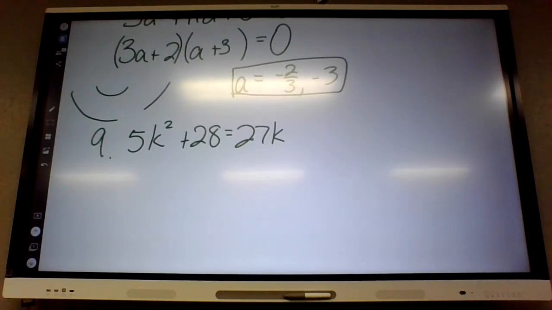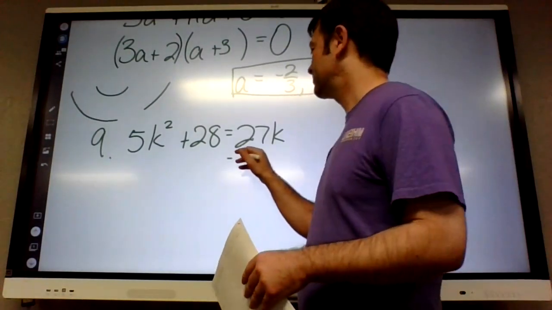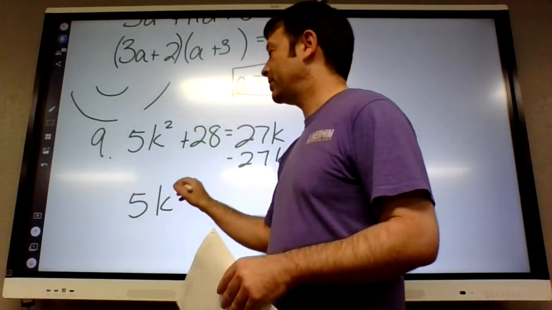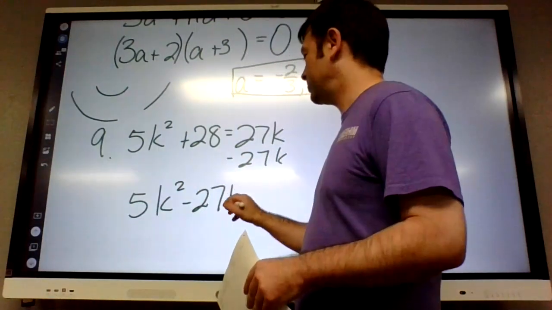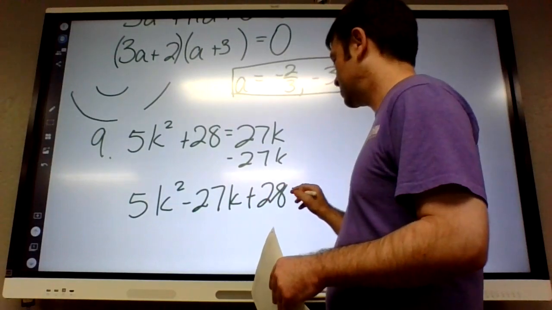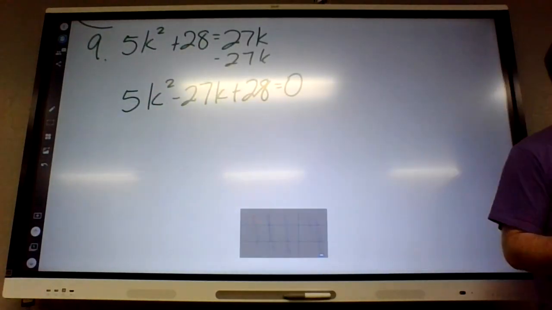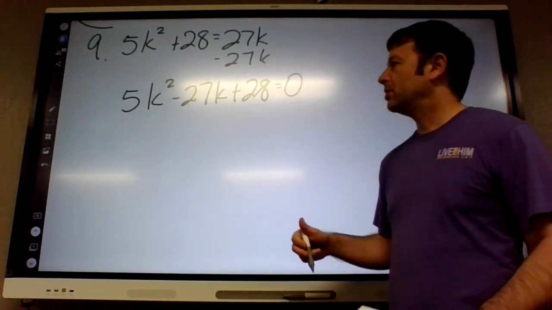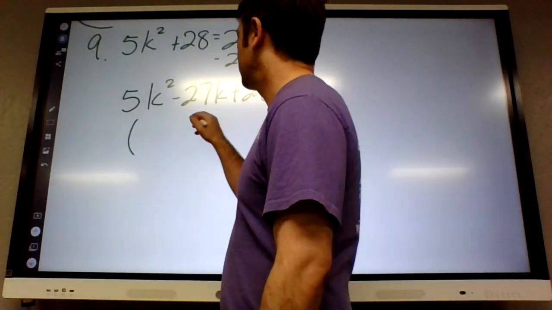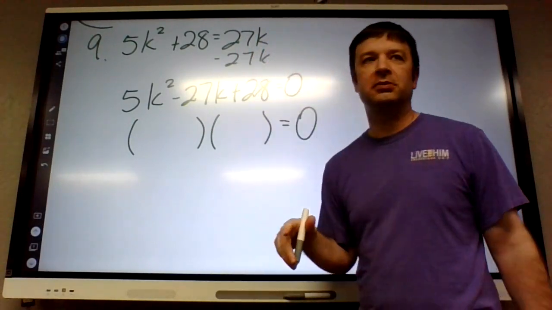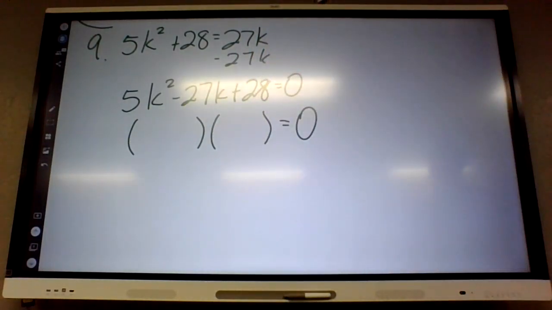Alright, Trey, what should we do first? You subtract 27k. So we got 5k squared minus 27k plus 28. This probably isn't factorable, right? No, they put it in a section that says factor to solve. What goes in the front? 5k and k.